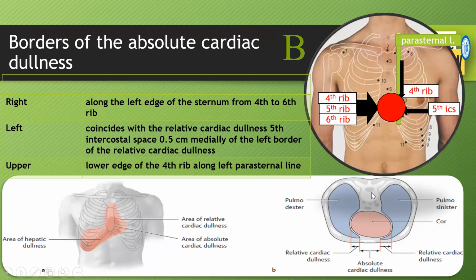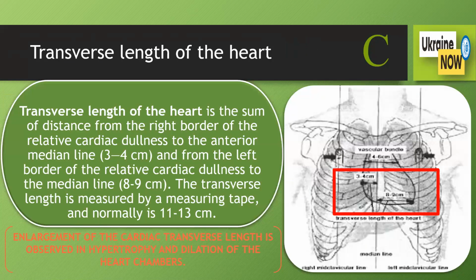So borders of absolute cardiac dullness are next. Right, along the left edge of the sternum from the 4th to 6th rib. Left, in coincidence with the relative cardiac dullness, fifth intercostal space, 0.5 centimeters medially of the left border of the relative cardiac dullness. And upper, at the lower edge of the fourth rib along the left parasternal line.